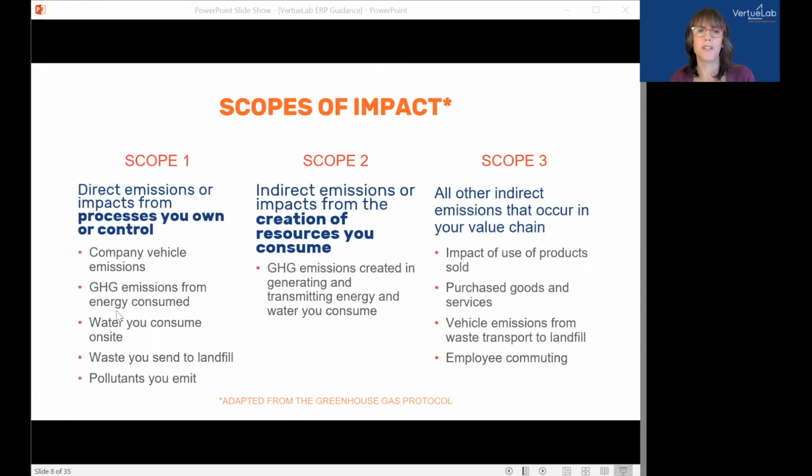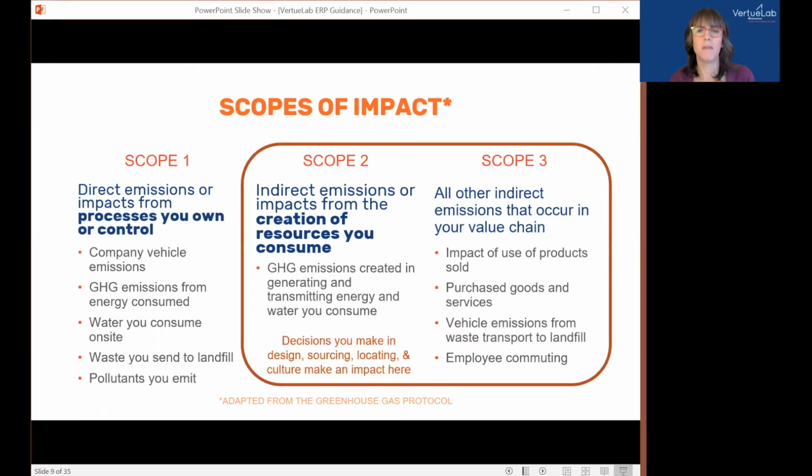And just remember that it's best to start planning for impact early on, since the decisions that you make during the design of your technology, the sourcing of your materials, the locating of your facility, and in building your culture all ultimately make an impact here.